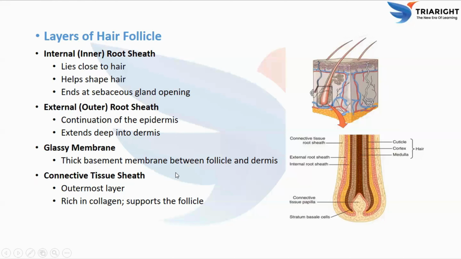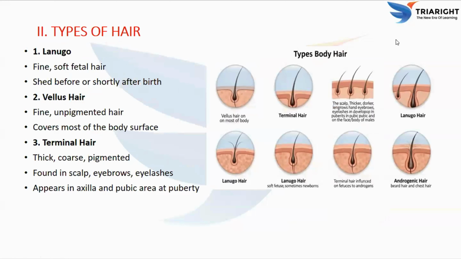The glassy membrane acts as a supportive barrier. It helps to maintain the structural shape of the follicle. The connective tissue sheath provides the mechanical support, holding the follicle firmly in place. It also carries the blood vessels and nerves that supply the follicle. So clearly you can see in the pictures over here: connective tissue papilla, internal root sheath, external root sheath, cuticle, cortex and medulla. So next, types of hair.